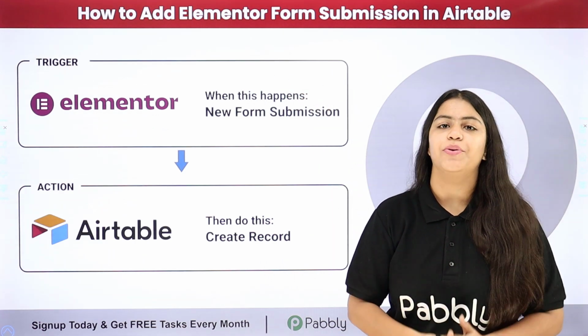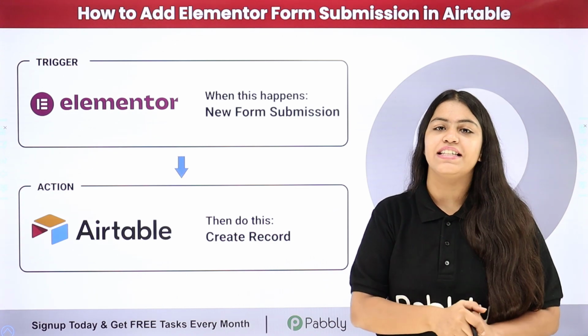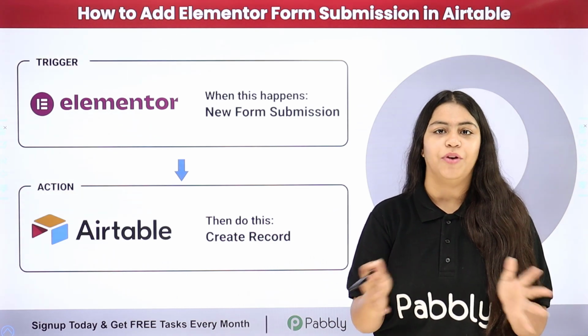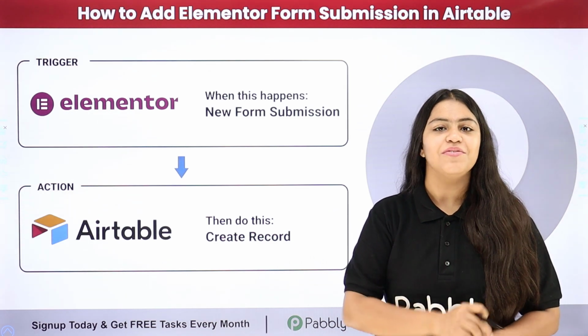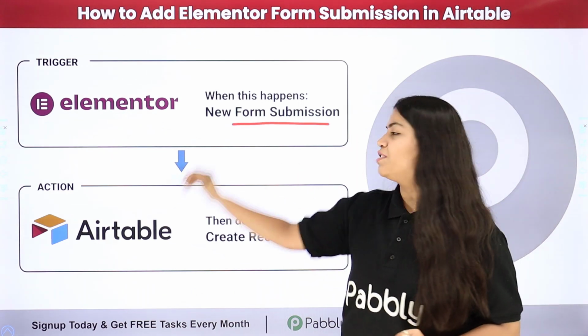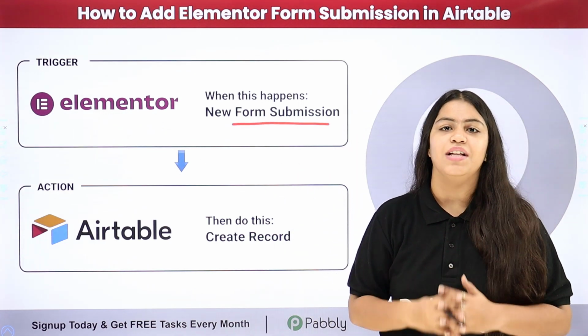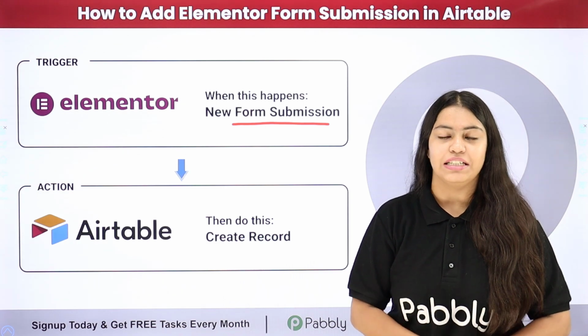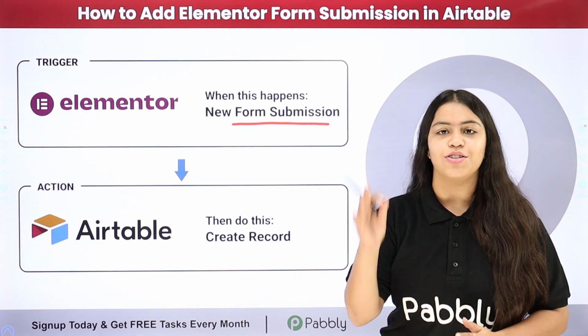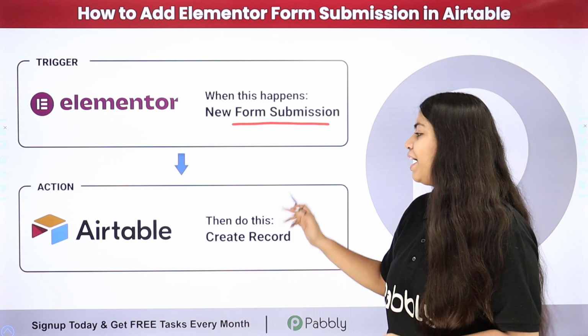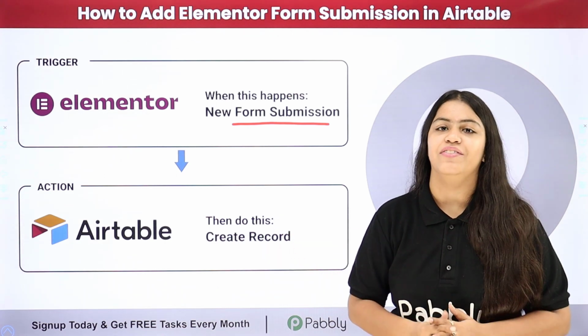So here I'm running a real estate agency and we get the details of our potential clients with the help of our Elementor Form. So now what I want is that as soon as a new form submission is made in my Elementor, which is as soon as we receive the new details of the potential client, automatically the details of that client should be added into my Airtable without any manual efforts.